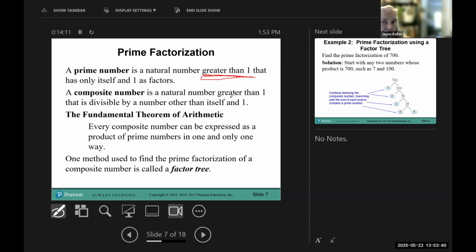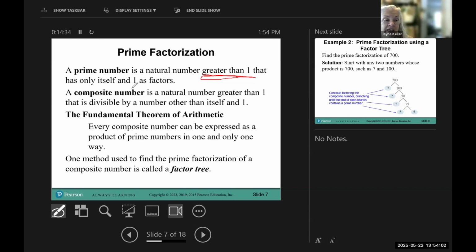The smallest one. So 1 is not prime or composite, and 2 is prime, and 3 is prime. So 4, let's see, 4 has factors of 1 and 2 and 4. So it's divisible by 1 and itself, but it's also divisible by 2. So it meets our definition of a composite number.